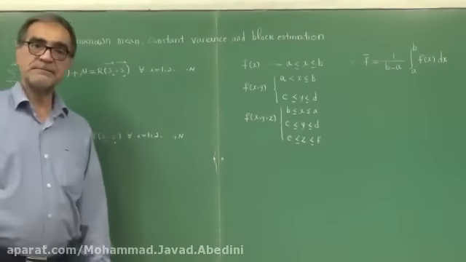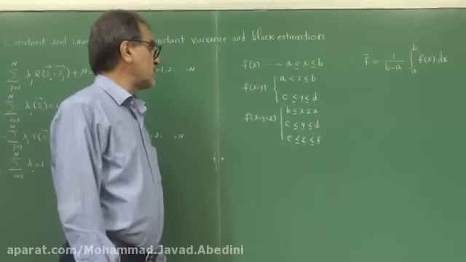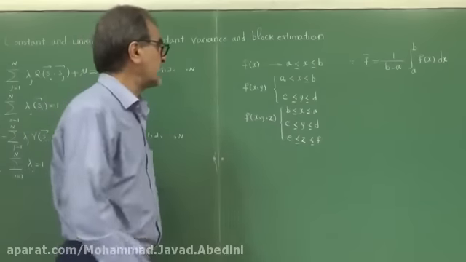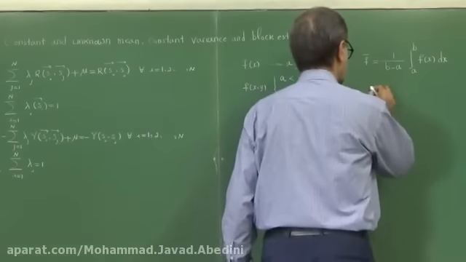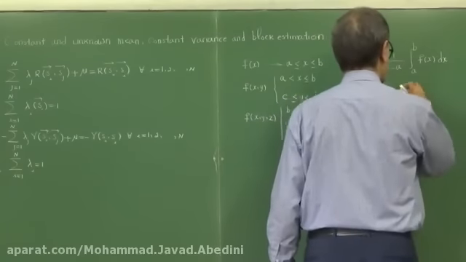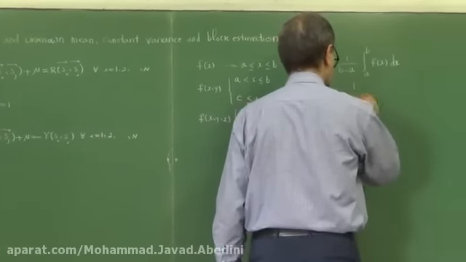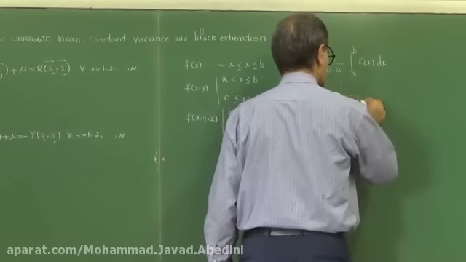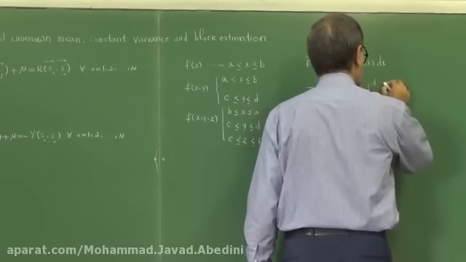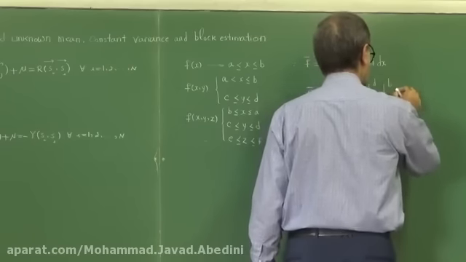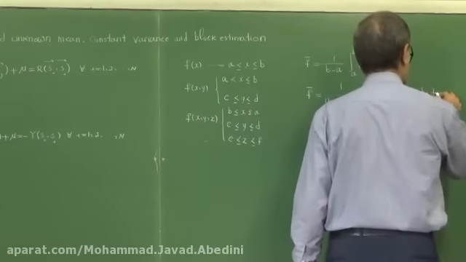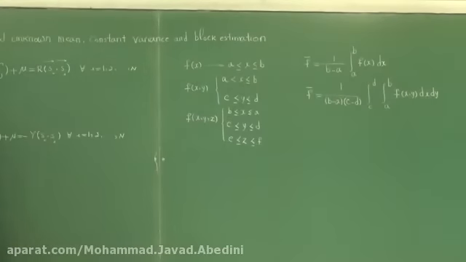If you are in 2D, and then you are asked to estimate the mean value of f over this area, which is a rectangle, then you would say the mean value of f over this area is the double integral from C to D, A to B, of f dx dy. That is how to compute the mean value.